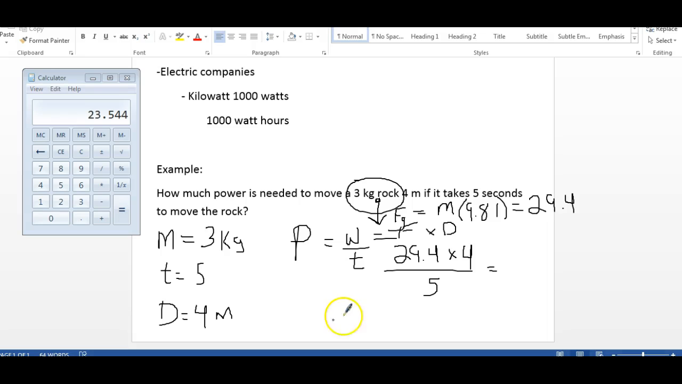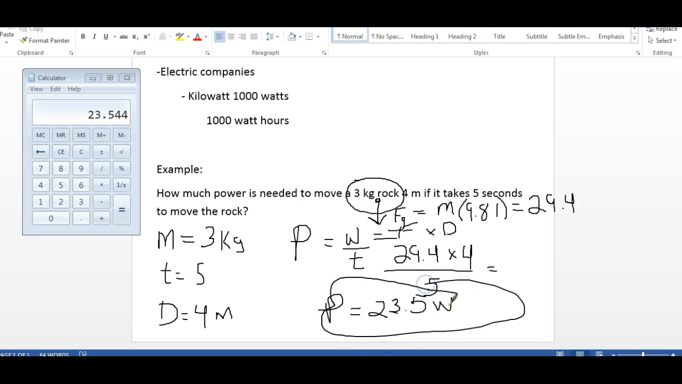So the P is 23.5, and the unit is watts. That's how you solve these. That's your answer, 23.5 watts.